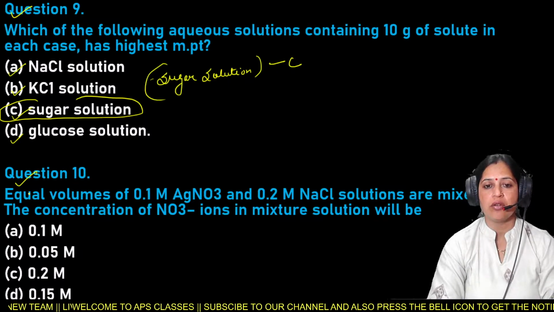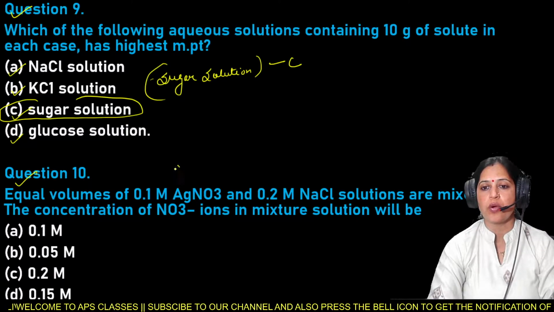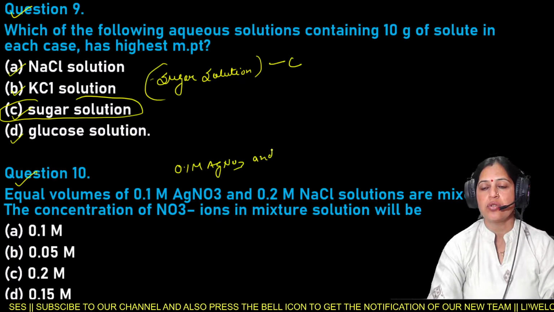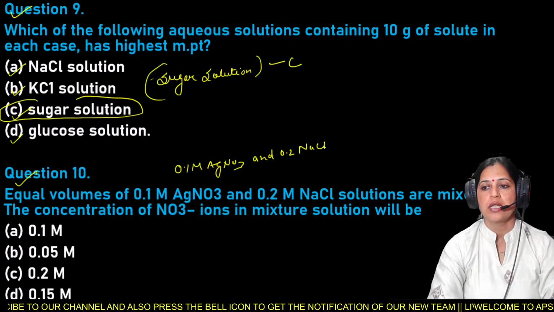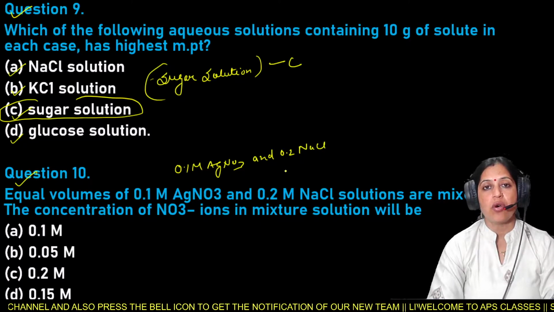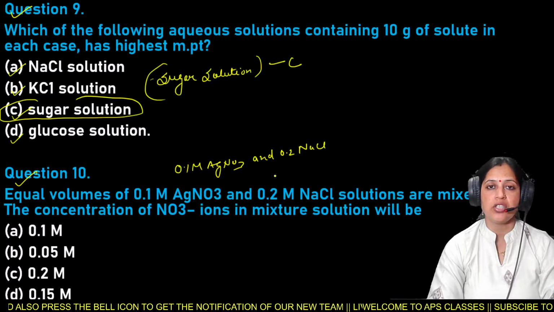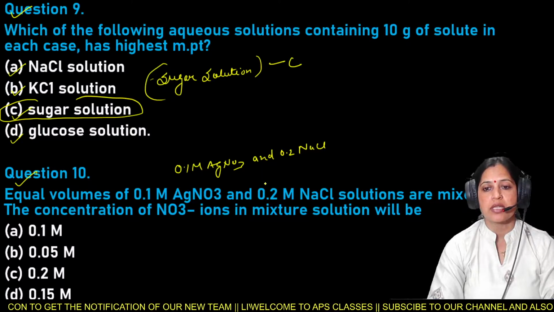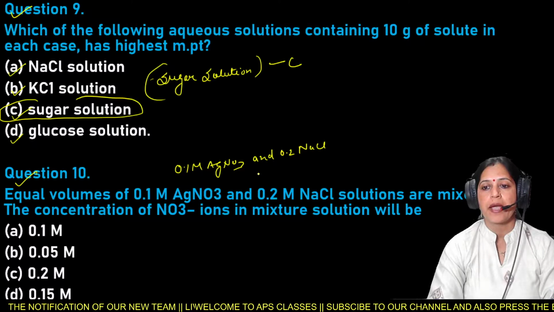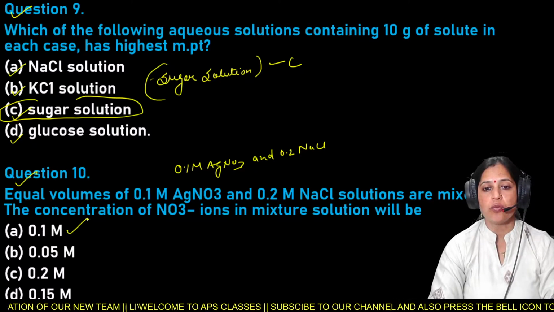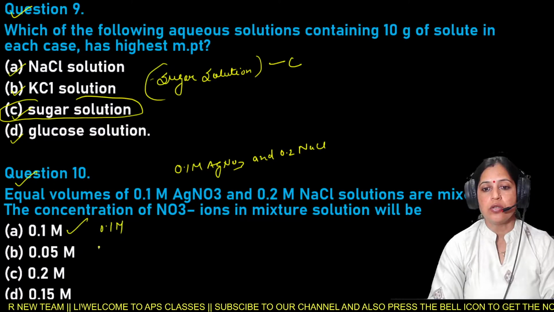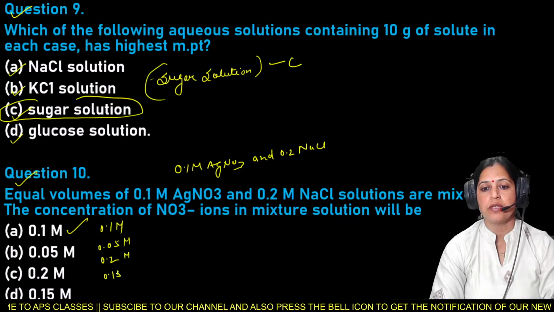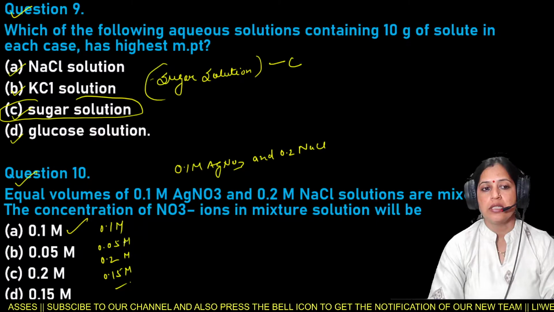Next is your question number 10, and your question number 10 is: equal volumes of 0.1 mole AgNO3, that is silver nitrate, and 0.2 mole sodium chloride solutions are mixed. Then the concentration of nitrate ions in the mixture will be 0.1 mole, 0.05 mole, 0.2 mole, or 0.15 mole.